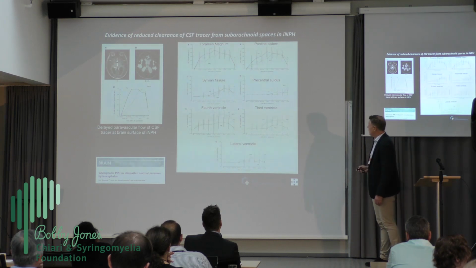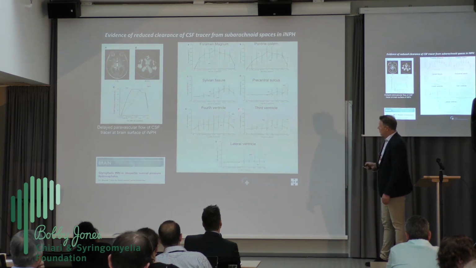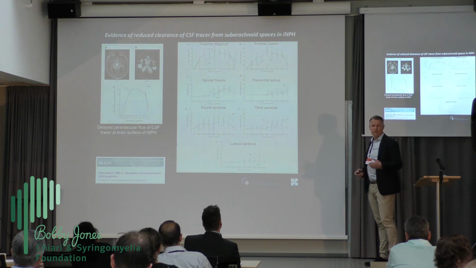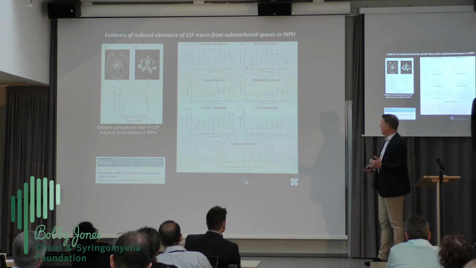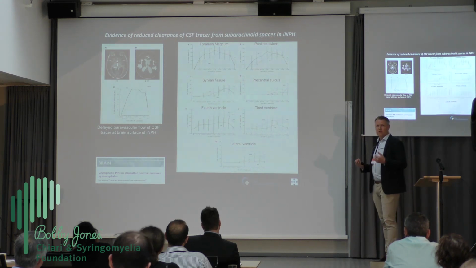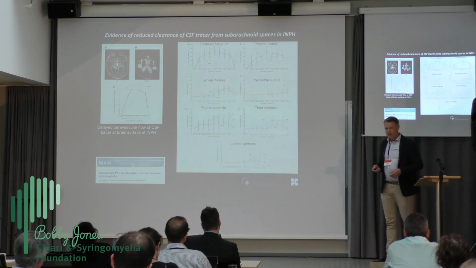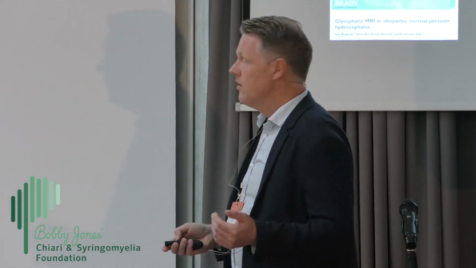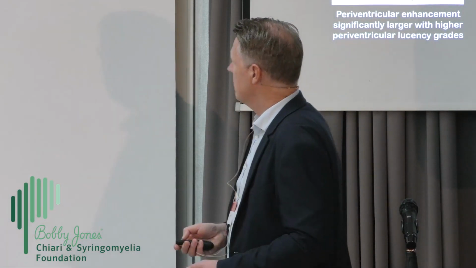precentral sulcus, but regarding the ventricles, it's different because the CSF tracer is moving rapidly into the ventricles. We see that the clearance is very much delayed from the fourth, third and lateral ventricles in these patients. So movement of CSF tracer is for sure different in this group of patients.